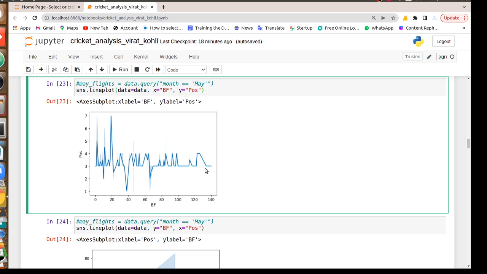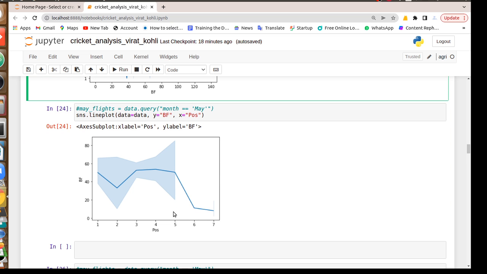And the same graph, if I exchange the X and Y, you will understand it far better. Now you will see in number 1 position the range will be 60 to 40, number 2 more than 60, less than 20. It means in any one match he may score more than 60 or 70 when he came at number 2, but the problem is many times he got out below 20 also. But at number 3, he got out between 60 and 40. It means when he comes at number 3, there is more possibility that he will get runs in the 60 to 40 range, and less possibility of getting out below 20 or 30.